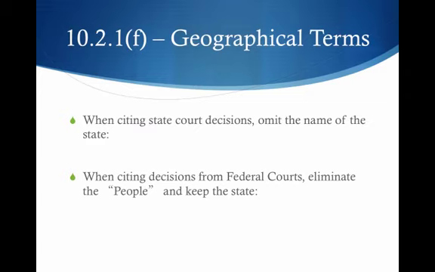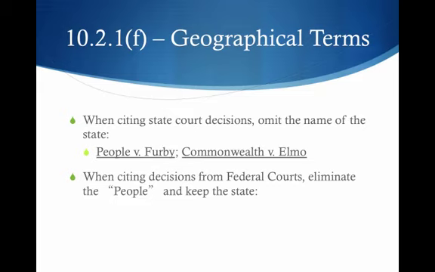10.2.1f deals with geographical terms. When citing state court decisions, where you have a phrase such as "the people of Michigan" or "the Commonwealth of Pennsylvania," we're going to omit the name of the state, making it People v. Furby or Commonwealth v. Elmo. The state is not important in such circumstances because the state is mentioned either textually or within the sentence.